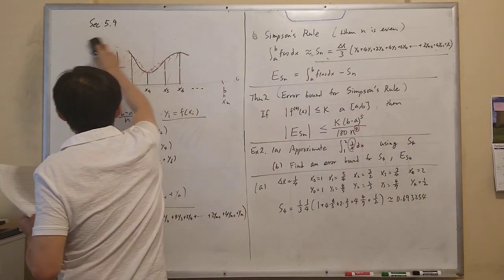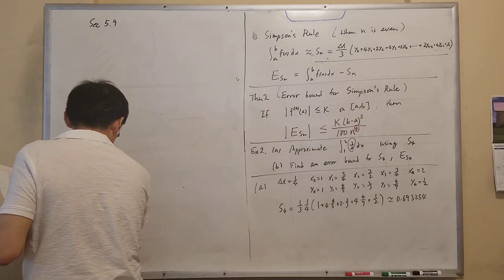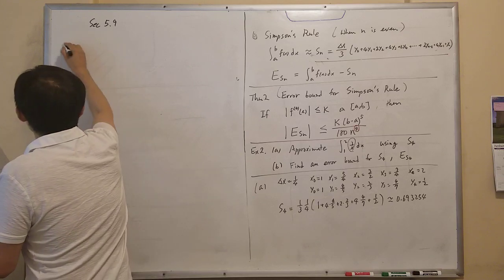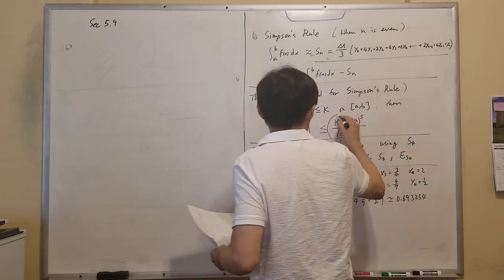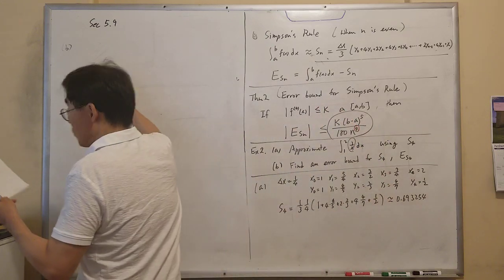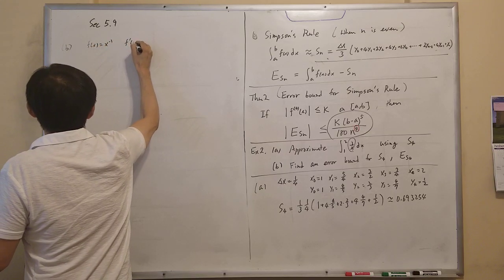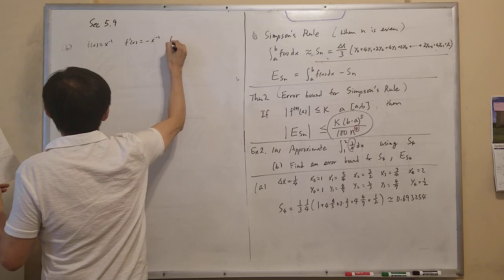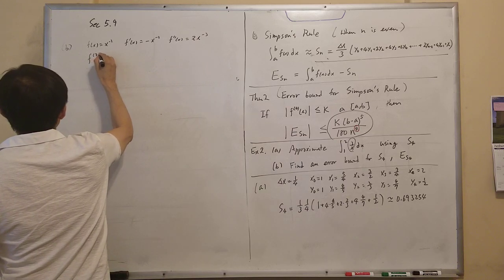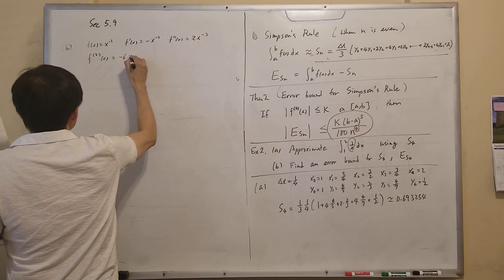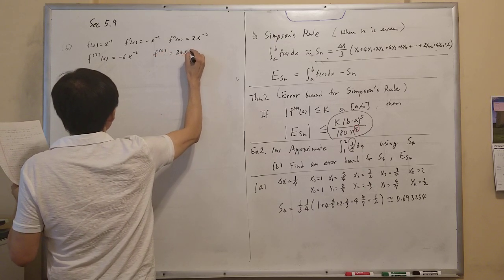Now, what about the error bound? We're talking about this one, the error bound. In order to find K, we have to take the derivatives. f of x equals x to the negative 1. f prime, negative 1 times x to the negative 2. f double prime, 2x to the negative 3. Third order derivative, minus 6x to the negative 4. Fourth order derivative, 24x to the negative 5.